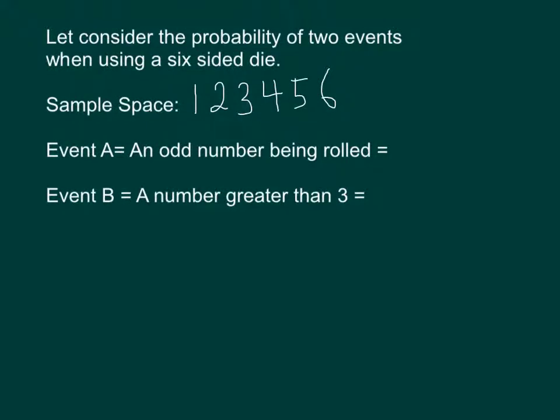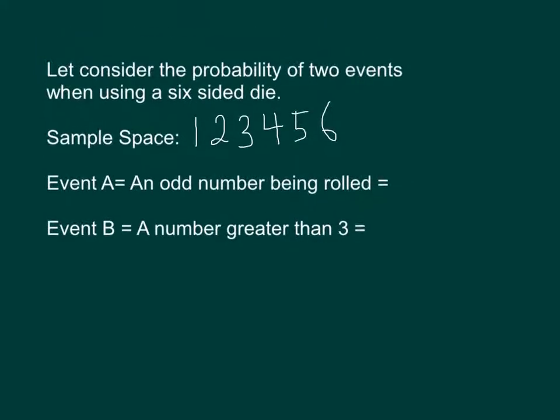Now I need to consider the two events. Event A is equal to an odd number being rolled. Therefore, I need to write down every odd number on the dice. So, 1, 3, and 5 are my odd numbers on the dice. The second event, event B, is a number that is greater than 3. So 4, 5, and 6.